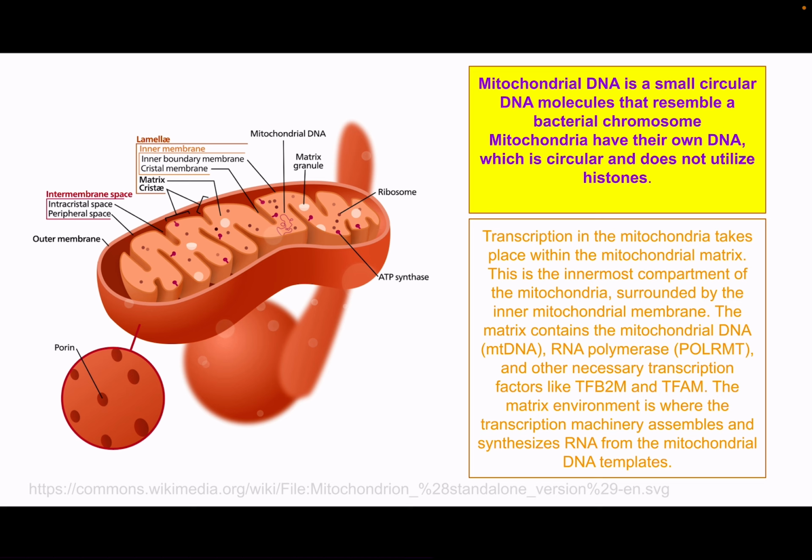Transcription in the mitochondria takes place within the mitochondrial matrix. This is the innermost compartment of the mitochondria, surrounded by the inner mitochondrial membrane. The matrix contains the mitochondrial DNA. It also contains RNA polymerase, which is slightly different from DNA polymerase 2. This one is called POLRMT, and other necessary transcription factors like TFB2M and TFAM. The matrix environment is where the transcription machinery assembles and synthesizes RNA from the mitochondrial DNA templates.